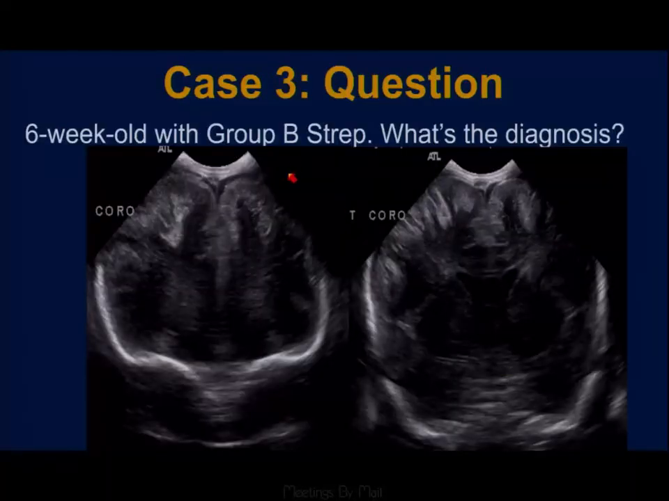This is a 6-week-old with group B strep. What's the diagnosis here? What's the abnormality? So again, here we're looking at those 3 cortical layers, and this is the one thing I really want you to get out of this talk: those 3 layers are really important, and those are more of the subtle findings that you're more likely to miss.